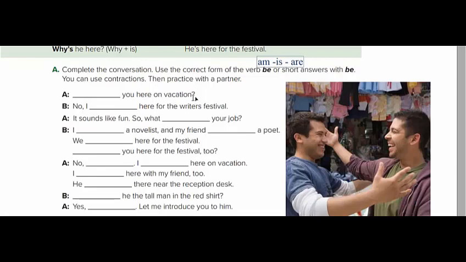Are you here on vacation? علامة استفهام. ما الفعل الكون مناسب ليو؟ Yes. Are. So what do we say? Are you here on vacation? No. I am here, أنا هنا, for the writers' festival. من أجل مهرجان الكتاب. It sounds like fun. تبدو شيء مسلي. So what is your job?